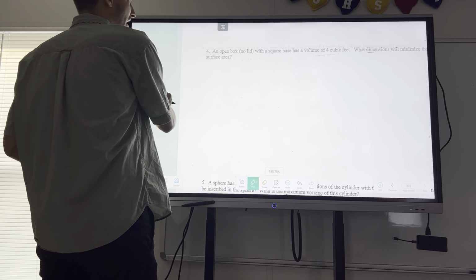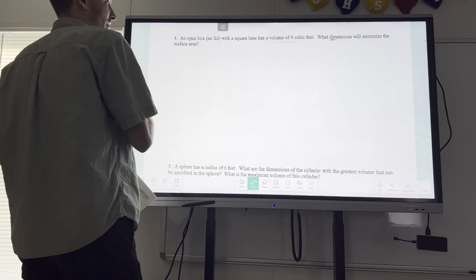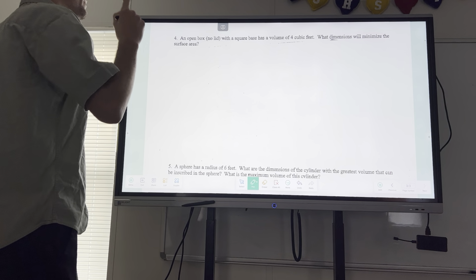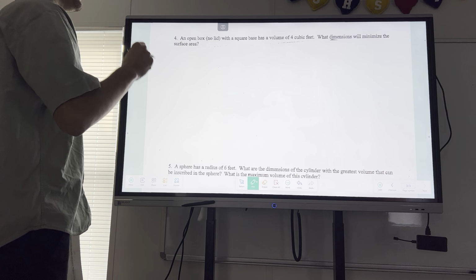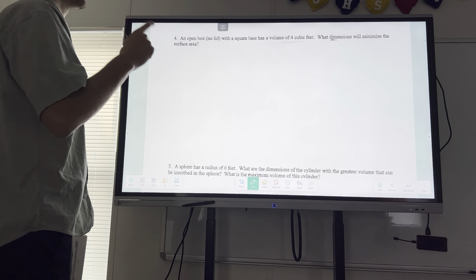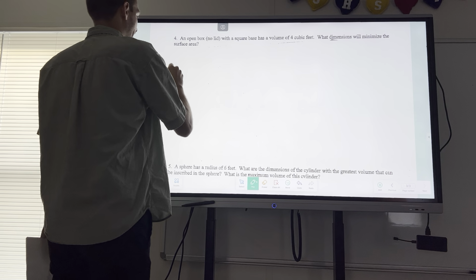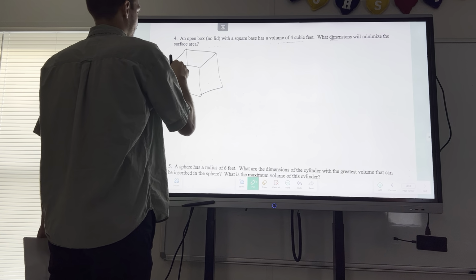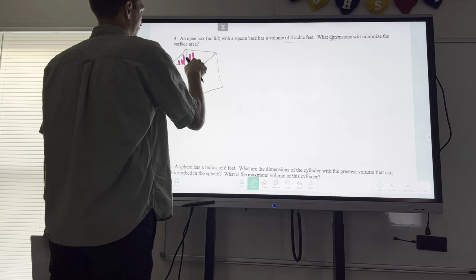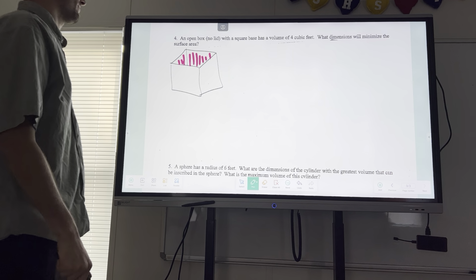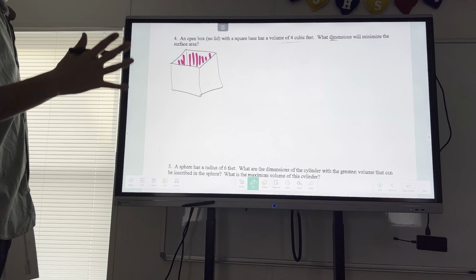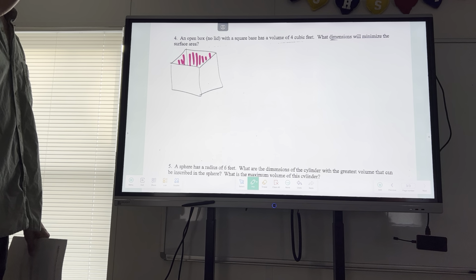This is easier than the last, or I would say easier than the last one we did. So let's see how this goes. An open box with no lid with a square base has a volume of 4 cubic feet. So, here's our box. There we go. You got your box, it's got an open top. What dimensions minimize the surface area?